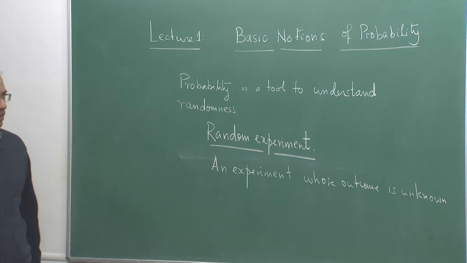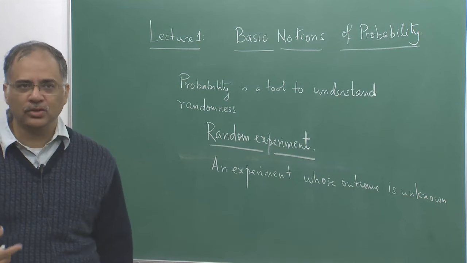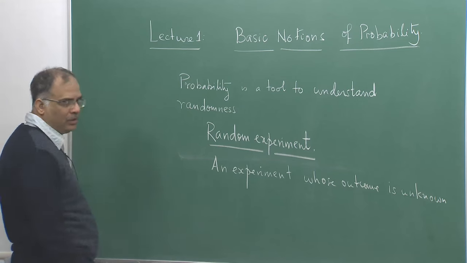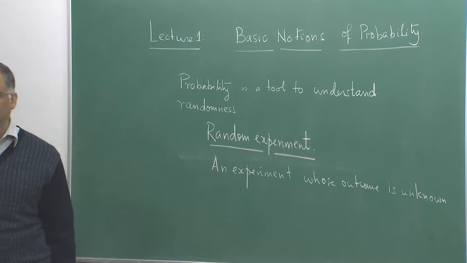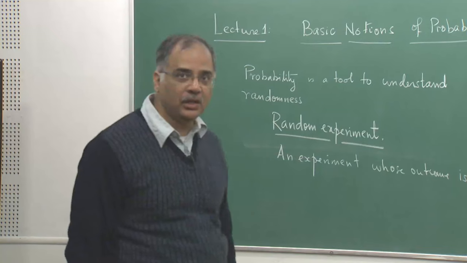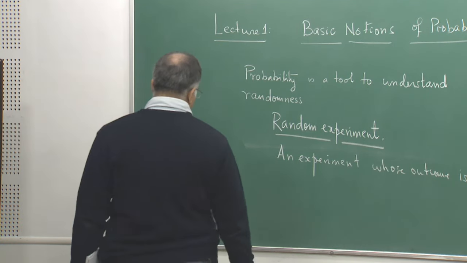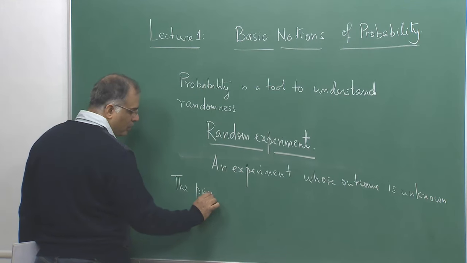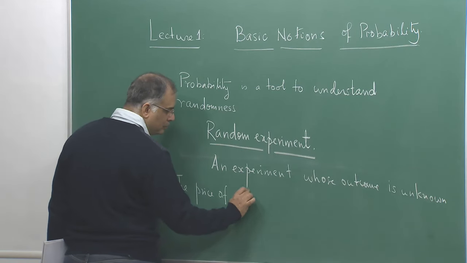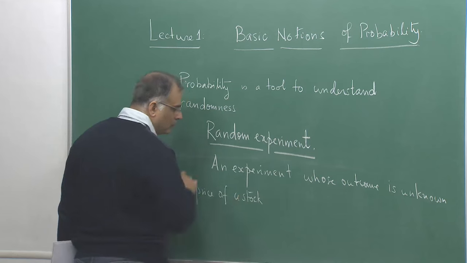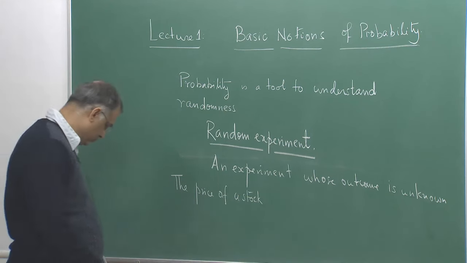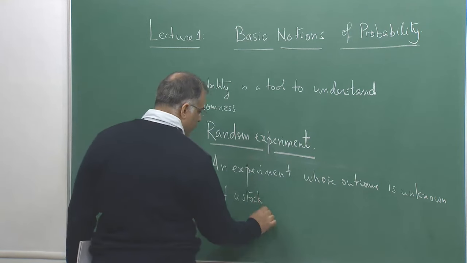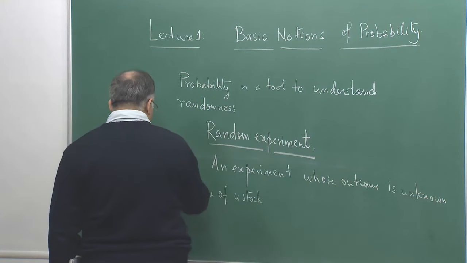Another important thing is that if you are in the stock market, you know the stock price today, you see it on the screen, but you do not know the stock price after 2 hours or at the end of the day. So the price of a stock is a random quantity. So this is an example of a random experiment.